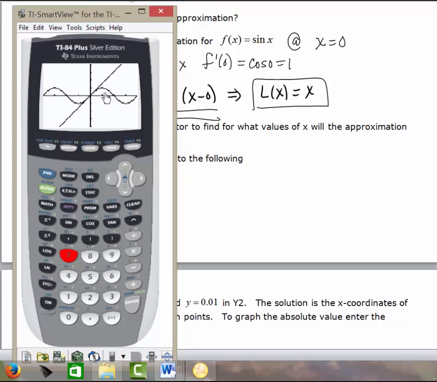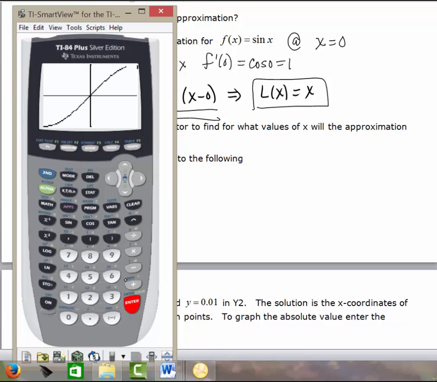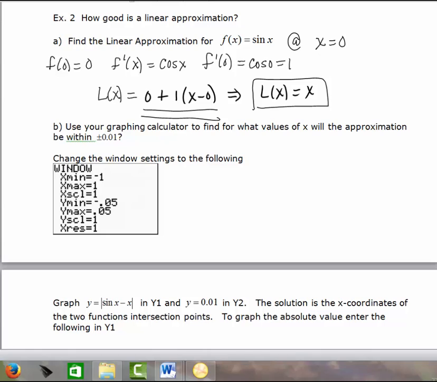I haven't even zoomed in on this, and this looks really, really good. In that area, between negative pi over 2 and pi over 2, we look really good. But let's trace on our point of tangency and zoom in. And look how straight that already is with just one zoom. This looks like a really good approximation, which it actually is. Let's follow the rest of the exploration here.